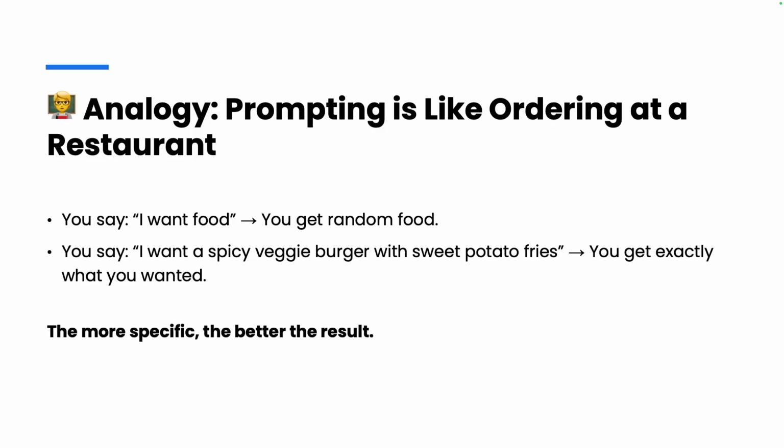If I could use an analogy to explain prompting, it's like ordering at a restaurant. If I go and say, hey, can I have some food? I will sometimes get random food. But if you say, hey, I want a spicy veggie burger with some sweet potato fries, then you're going to get exactly what you wanted. So the more specific you can get, the better the result you're going to get.